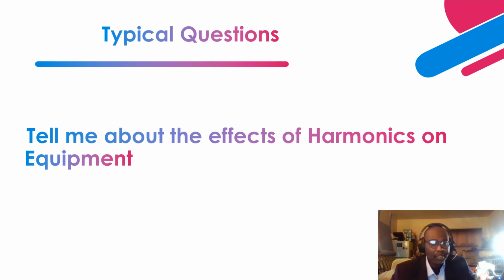Next is another question, a beautiful question. Tell me about the effects of harmonics on equipment. All these devices that are full of power electronics emit a lot of harmonics, so definitely it's going to have a detrimental effect on other equipment in close proximity to these power electronics devices. So we need to take a look at how you answer that question.